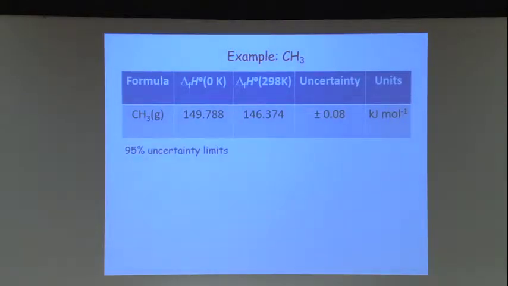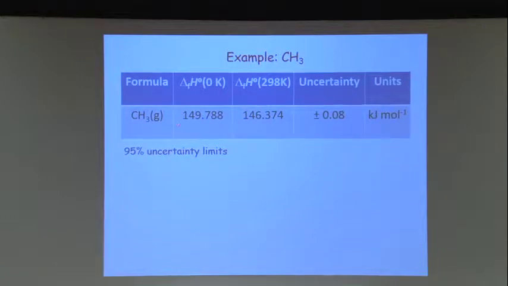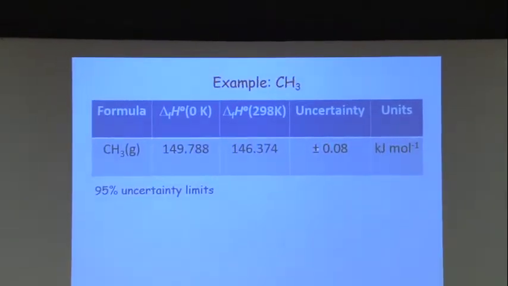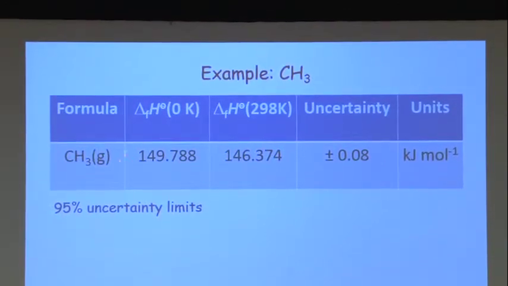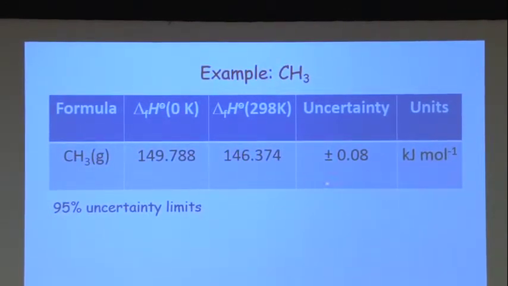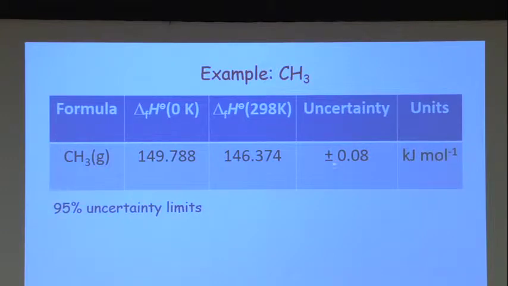So here's an example, CH3. This is taken from ATCT. This is the 95% uncertainty limits for methyl. These are in kilojoules per mole, and you can see how incredibly accurately that methyl radical enthalpy of formation has now been determined. And these are 95% uncertainty limits, so it's better than 1/10 of a kilojoule per mole.